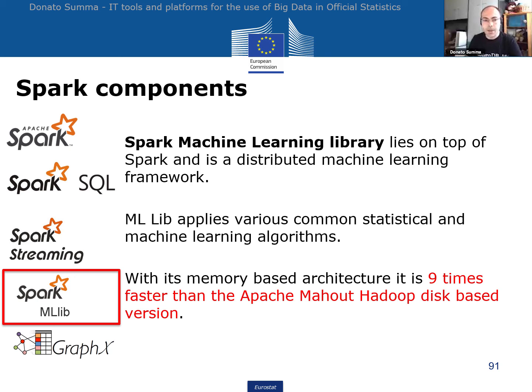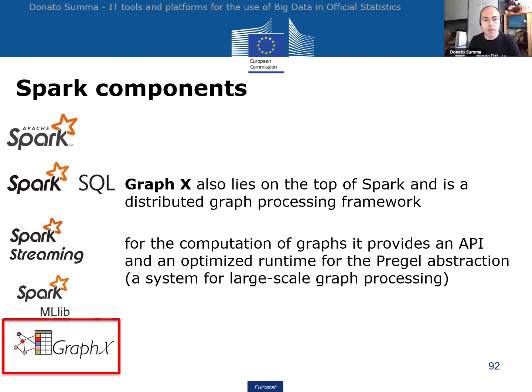The last component of Spark is GraphX. GraphX also lies, of course, on top of Spark and is a distributed graph processing framework. For the computation of graphs, it provides an API, an application programming interface, and an optimized runtime for the Pregel abstraction, a system for, let's say, large-scale graph processing.